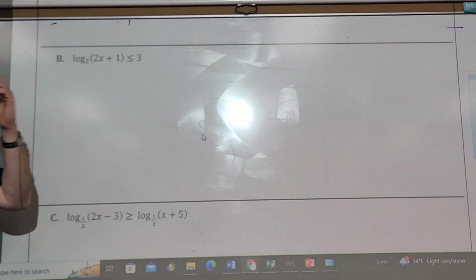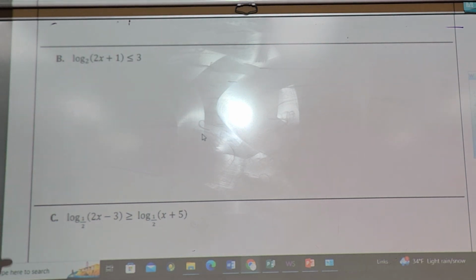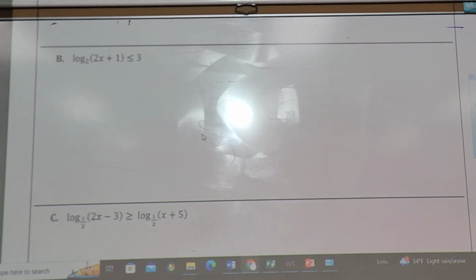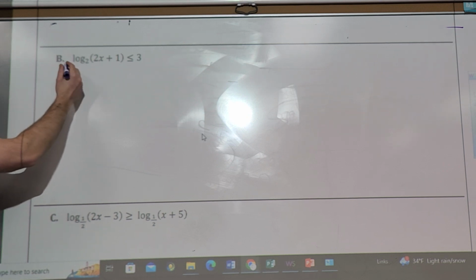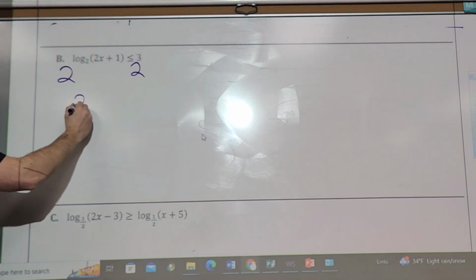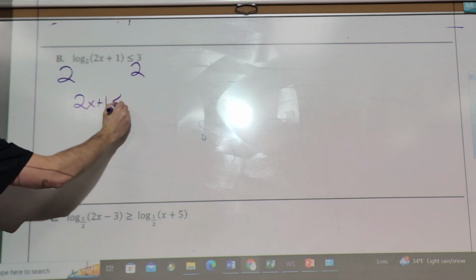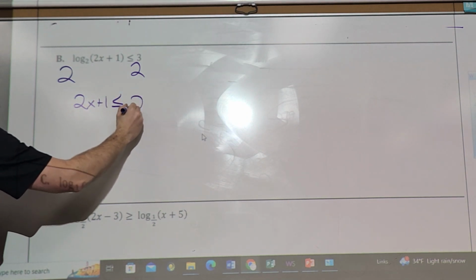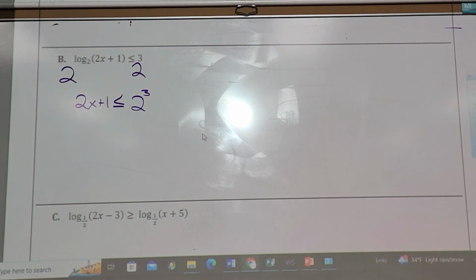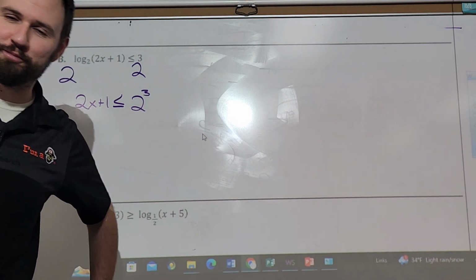Actually, can I just use my power? Can I use my solving rules on inequalities? How would I get rid of a log if it's only on one side? What should my base be? Can I do that? Can I do it? Yeah. I just did. Try to stop me.